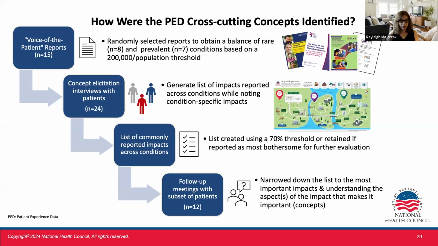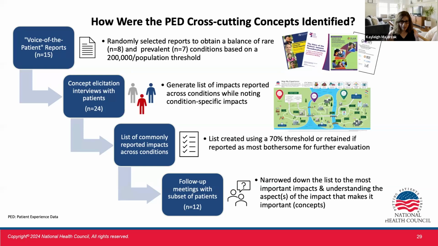So these interviews were conducted via Zoom for 60 minutes, and the National Health Council's Map My Experience visual, which you see on the right, was used to help facilitate the discussion. So the list of commonly reported impacts across conditions was created using a 70% threshold. And also we retained any impacts that were reported as most bothersome for further evaluation.